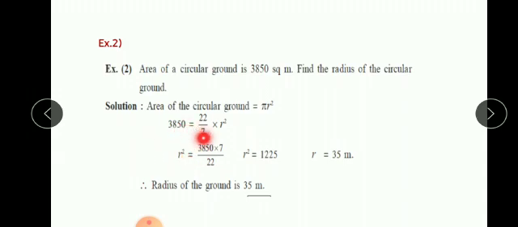So what will be r square? 3850 is multiplied by 7 divided by 22. So what will be r square then? 1225. If r square is 1225, what will be r? Square root of 1225, that is 35 meter. So r is 35 meter. Therefore radius of the ground is 35 meter. Now 2 examples are over.